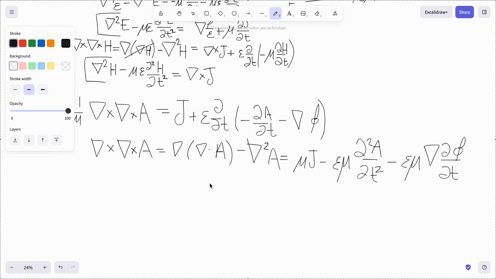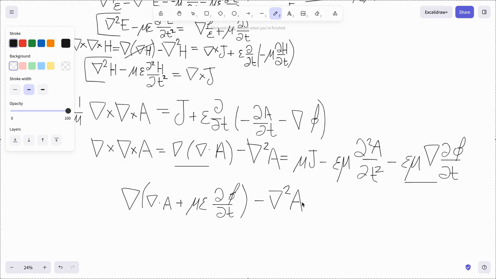And we're going to rearrange this equation a little, so we can rewrite this as the gradient of the divergence of A plus mu epsilon partial phi over partial t. This is just factoring, taking this term over to the other side and then factoring it with this term to get us this. Still minus the Laplacian of A plus mu epsilon times the second derivative of A with respect to time is equal to mu J.